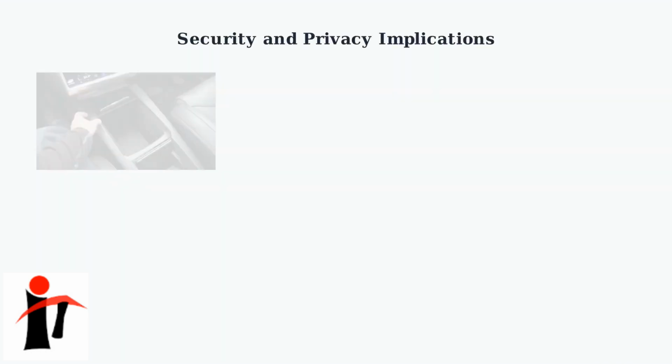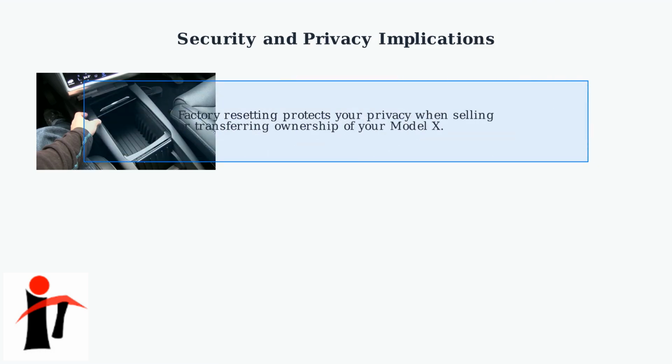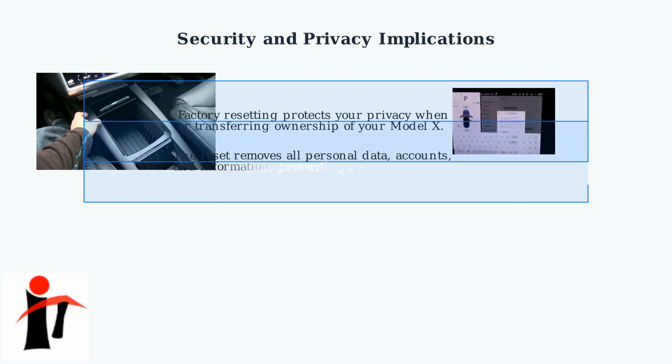Factory resetting your Tesla Model X is essential for protecting your privacy, especially when selling or transferring ownership. The process completely removes all personal data, accounts, and stored information, ensuring the new owner cannot access your Tesla account, navigation history, connected apps, or any other private details. This comprehensive data removal prevents potential privacy breaches and unauthorized access.